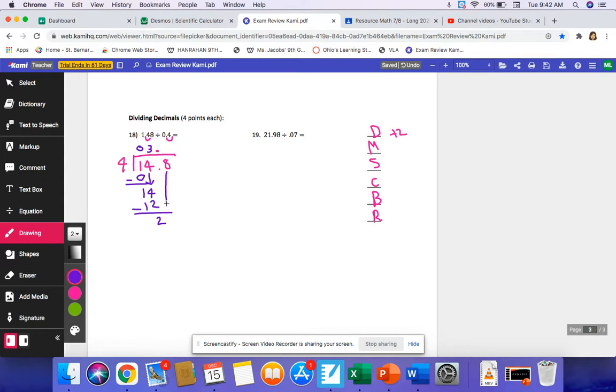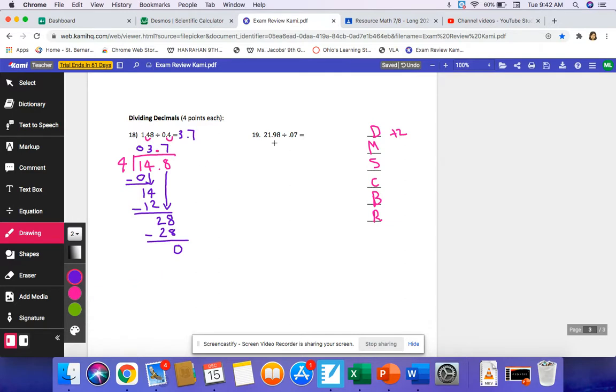And we bring down our 8. And we do it one last time. 28 divided by 4 is 7. 7 times 4 is 28. And when I subtract, I get 0. So my answer is 3.7.